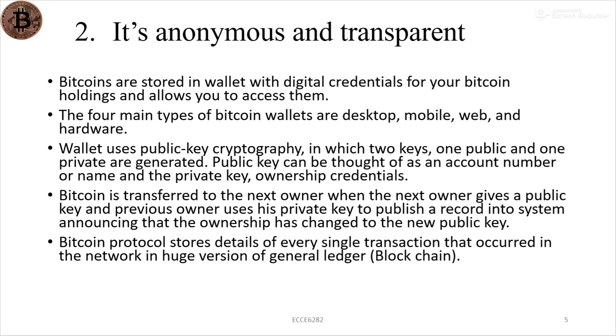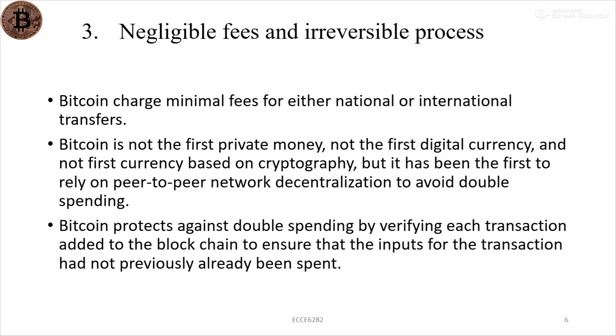And for all the transactions that are held through Bitcoin, the detail of every single transaction is stored in a huge distributed ledger which is called blockchain, and anybody can verify these transactions. So what is a blockchain? Blockchain is the distributed ledger which keeps a record of the transactions held through Bitcoin. Bitcoin transactions have a very small transaction fee which is almost negligible, and the process is irreversible.